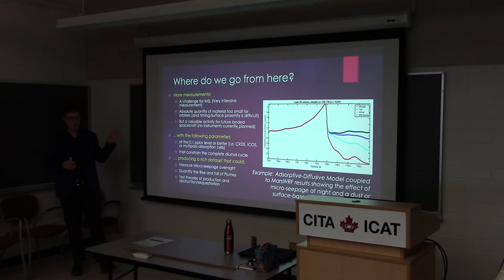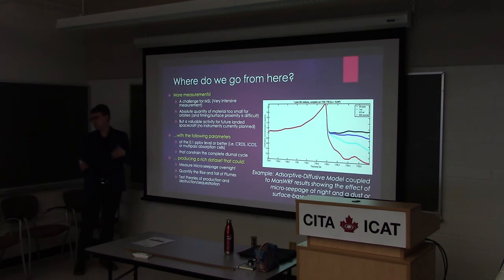You've got to constrain the whole diurnal cycle. We need to measure methane the way that we measure temperature, the way that we measure wind speed, to really understand this. If you had that data set, you could do some impressive things. You could measure the microseepage overnight, like we've done. You could quantify the rise and the fall of plumes. The thing I hate the most about plumes is it's like, bam, there's a big measurement. Oh, that's a plume. But I want to see it come up. I want to see it come down. And that would let me test theories of production and destruction and sequestration.